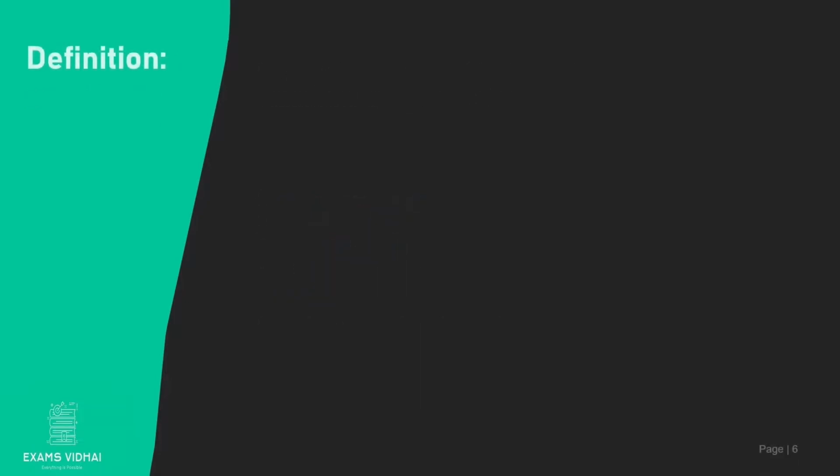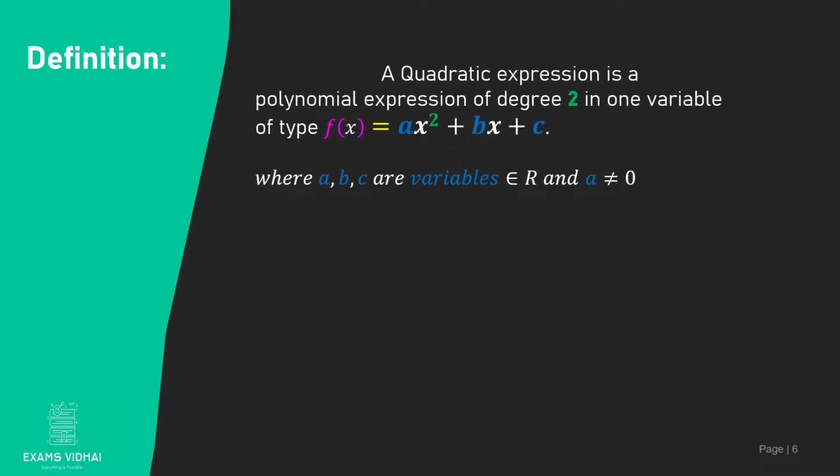Now that we have learned about difference between equations and expressions, we move on to next topic, quadratic expression. A quadratic expression is a polynomial expression of degree 2 in one variable of type f of x equal to ax square plus bx plus c, which means the highest power of the expression must be equal to 2. In the above equation, a, b, c are variables. A is called the leading coefficient and c is the constant value of the expression.